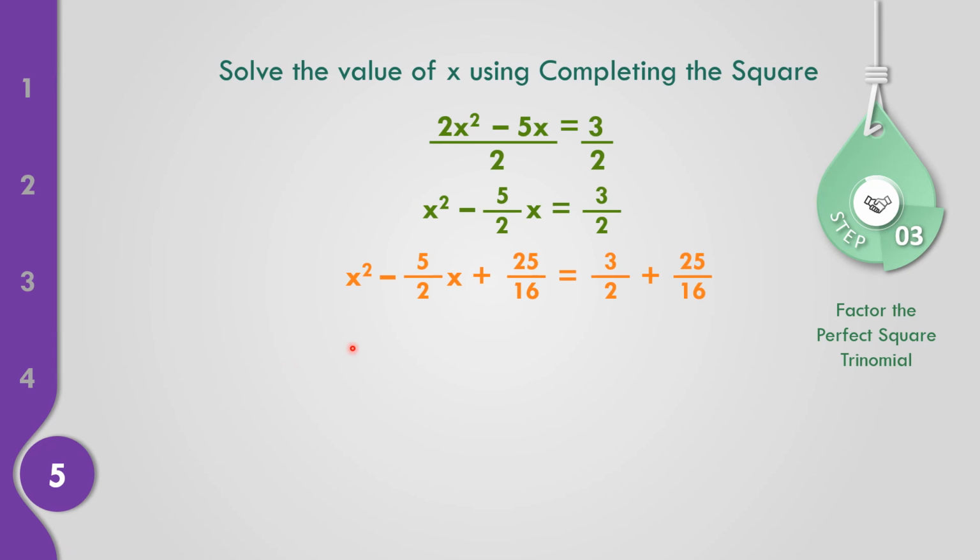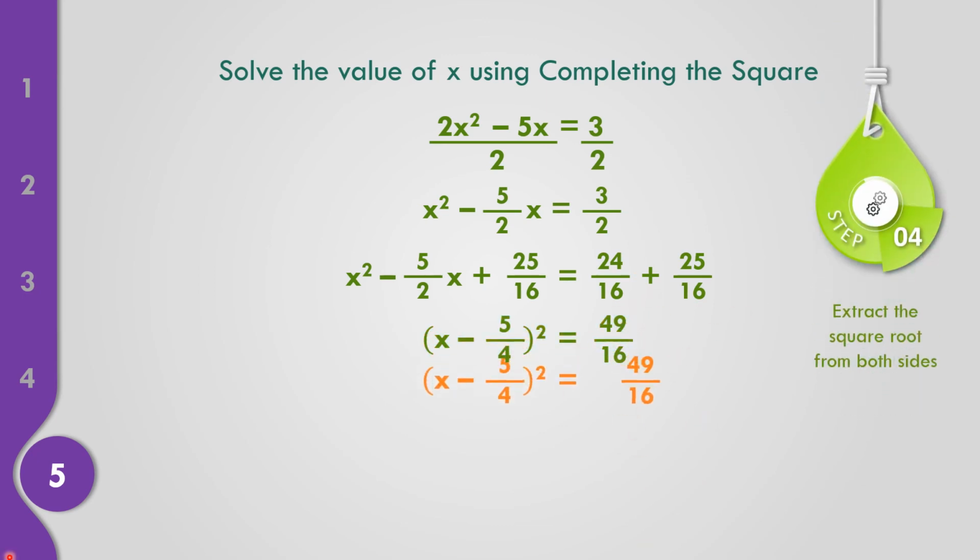So let us factor now this perfect square trinomial. Square root of x squared is x. Copy the sign of b, that is negative. Square root of 25 is 5. Square root of 16 is 4, and then squared. Afterwards, 3 over 2 plus 25 over 16 cannot be added because we have different denominators. So first, we need to divide 16 by 2, that is 8. And then 8 times 3 is 24 over 16. So right now, we have the same denominator. 24 plus 25 is 49, and then copy the same denominator.